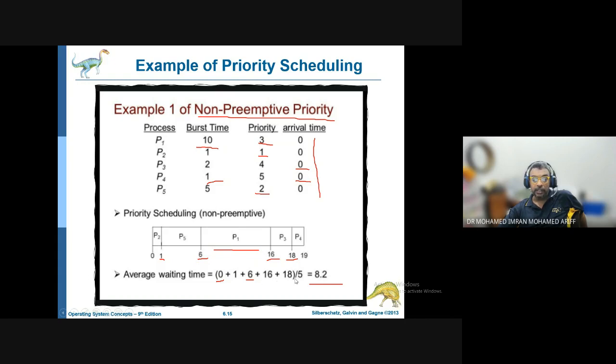Next, we calculate the average waiting time. The waiting time for P2 is 0. It arrived at 0, and it entered at 0. P5 arrived at 0, and it entered at 1. P1 arrived at 0, and it entered at 6. P3 arrived at 0, and it entered at 16. And P4 arrived at 0, and it entered at 18. Okay, so we sum all of these and divide by the number of processes, so you get the average waiting time for all the processes, which is 8.2.